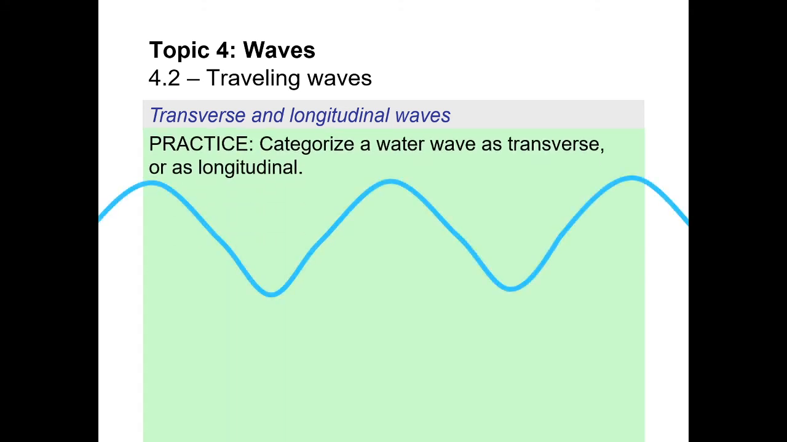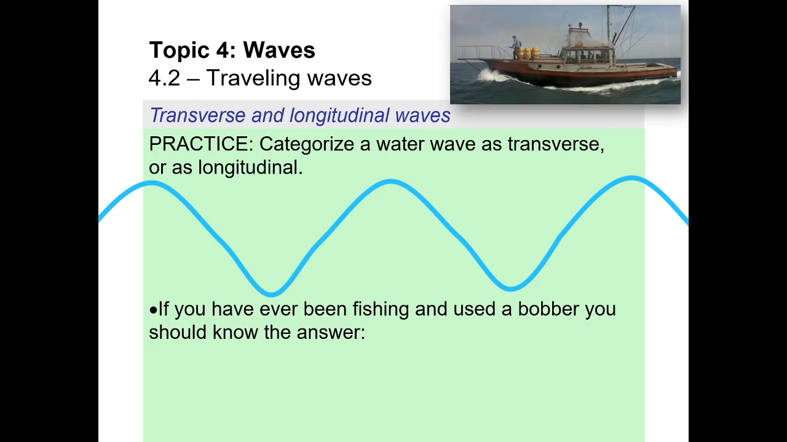All right, categorize a water wave as transverse or as longitudinal. If you've ever gone fishing, and specifically if you've ever gone fishing on a boat, you would know the answer to this. When you throw a fishing line in the water, the line is very thin and very difficult to see, so you can easily lose sight of it, which is why many fishermen use something called a bobber. It's a very low density, lightweight, spherical object that attaches to the fishing line and just floats on top of the water.